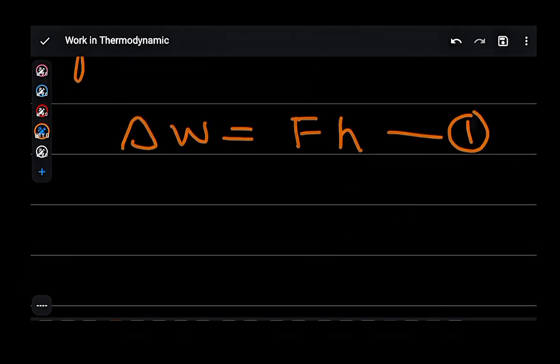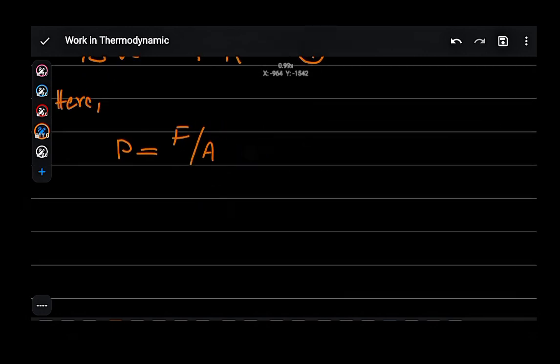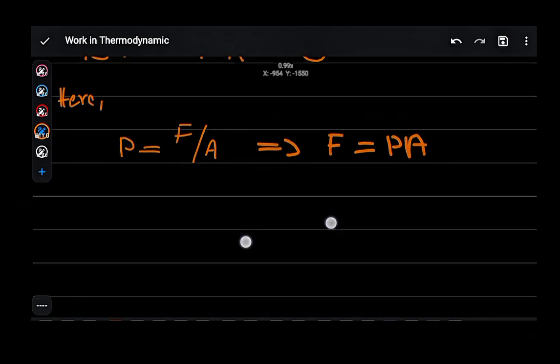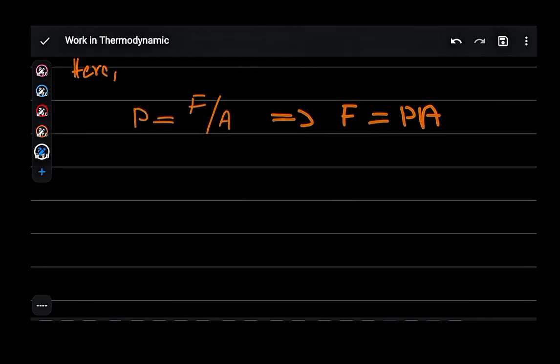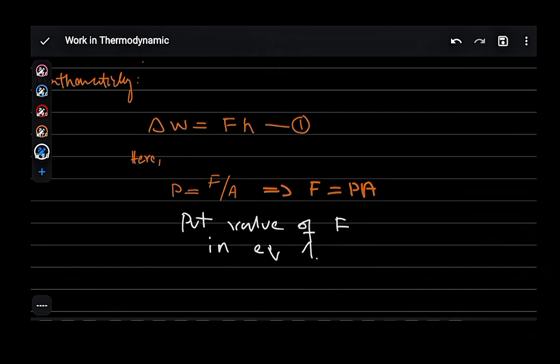Here we have pressure, and the formula of pressure is force by area. We can also write F is equal to PA, as it was dividing and now it's multiplying. We have changed the position. Now we'll put the value of F in equation 1.